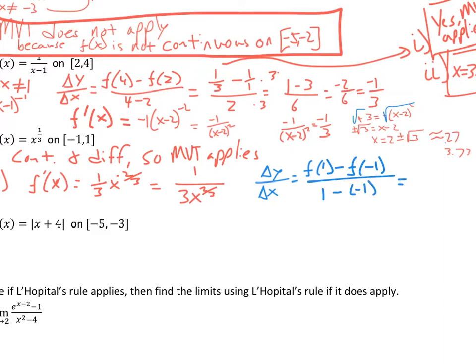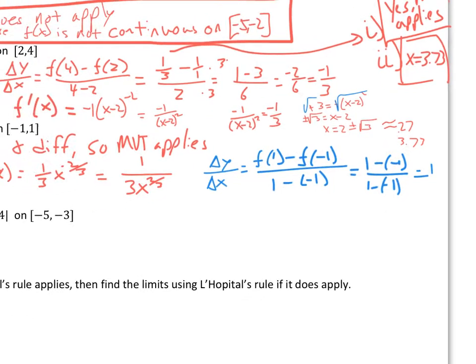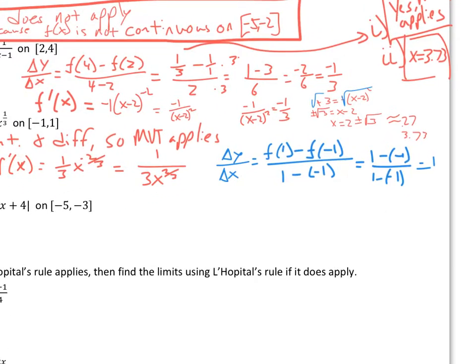Okay? And the cube root of 1 is 1. Cube root of negative 1 is negative 1. All right? And so 1 minus negative 1, hey, those look a lot alike. So this whole thing is just equal to 1. All right? So let's set our derivative equal to 1.